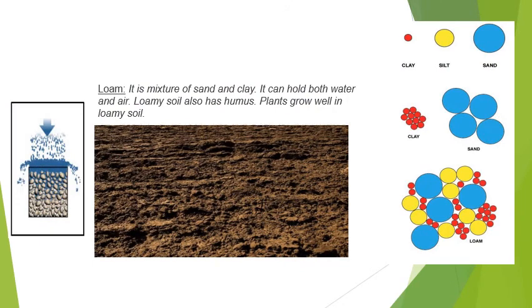Loamy soil is a mixture of sand and clay. It can hold both water and air. Loamy soil also has humus. Plants grow well in loamy soil.